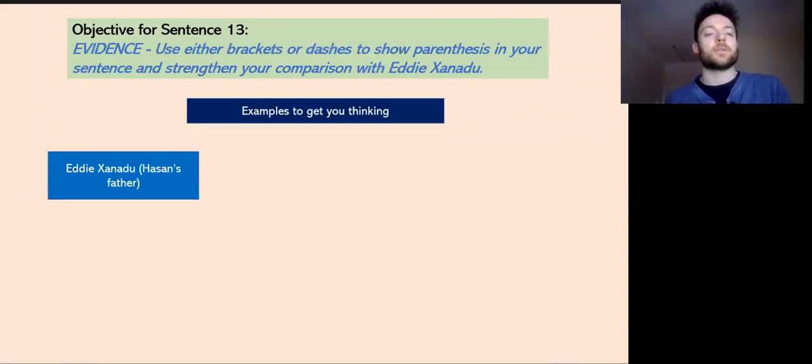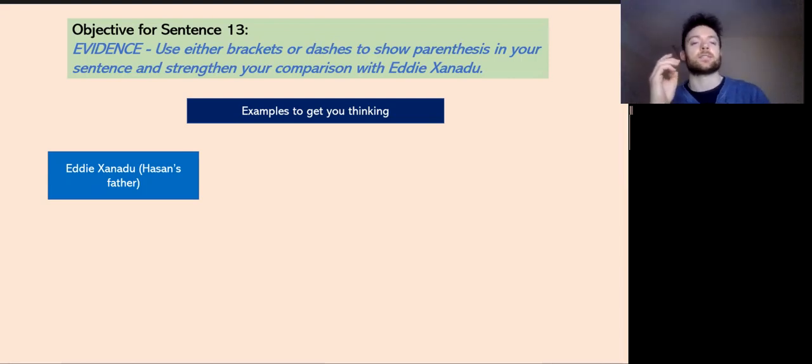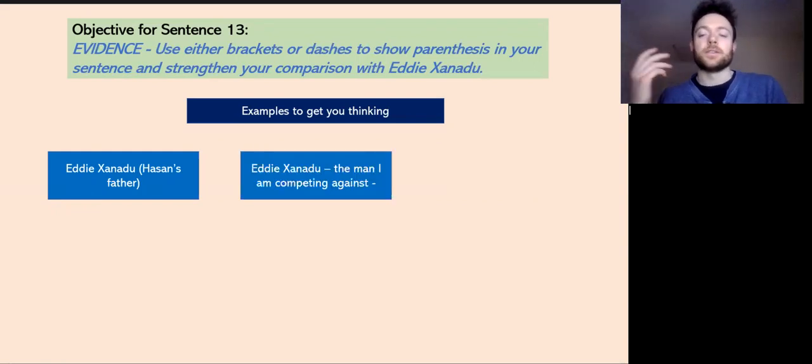You might remember this from the flashback 4, okay? So Eddie Xanadu, Hassan's father, did not fare so well on that challenge because he spent the entire time trying to buy it for himself. And remember, that's talking about the flight simulator, okay? So Eddie Xanadu, Hassan's father, and remember with this, the most important thing is that the sentence makes sense without the parenthesis, okay? So you can take out Hassan's father and that sentence will still make sense, okay? That's really important.